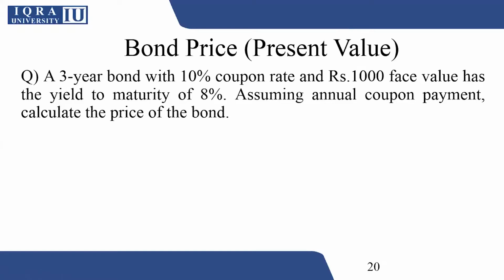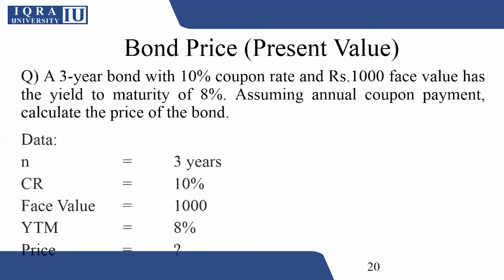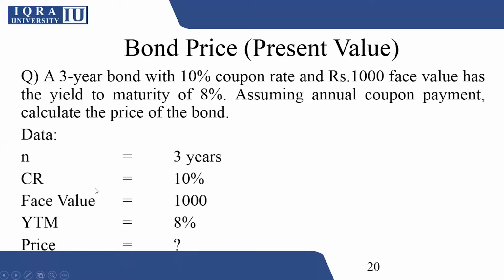So first, student, we will try to get the data, that what information is given and how we understand it. So this is the data which is available in this question. Number of years is 3. Coupon rate is 10%. Face value is 1000. And yield to maturity is 8%. And the question is interested in finding the price.